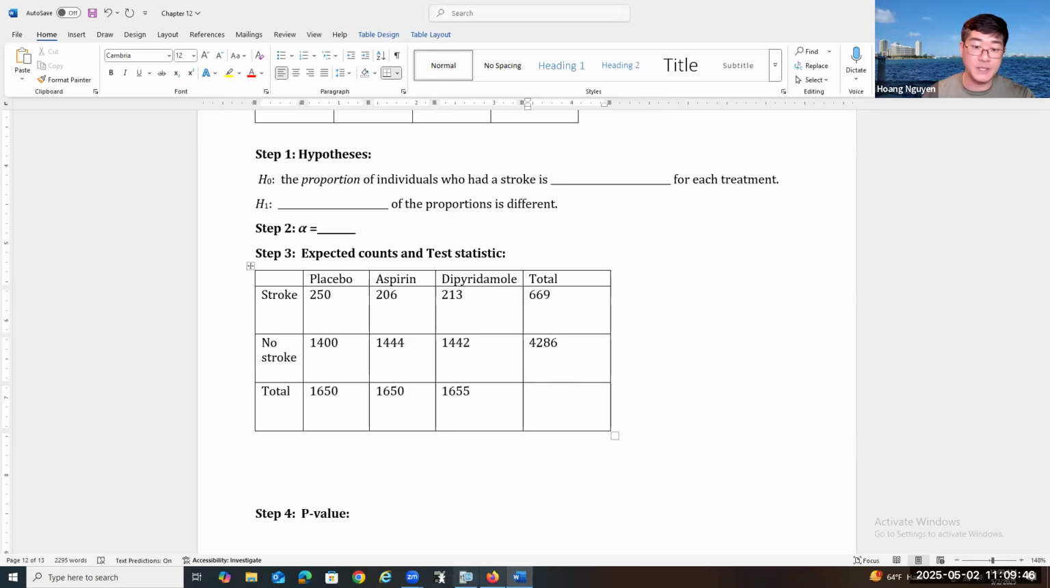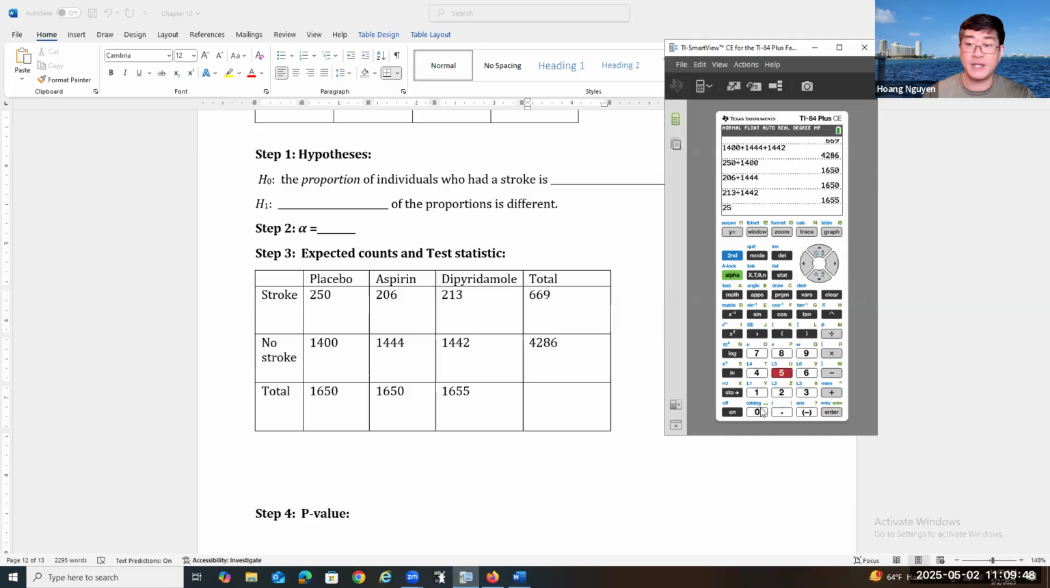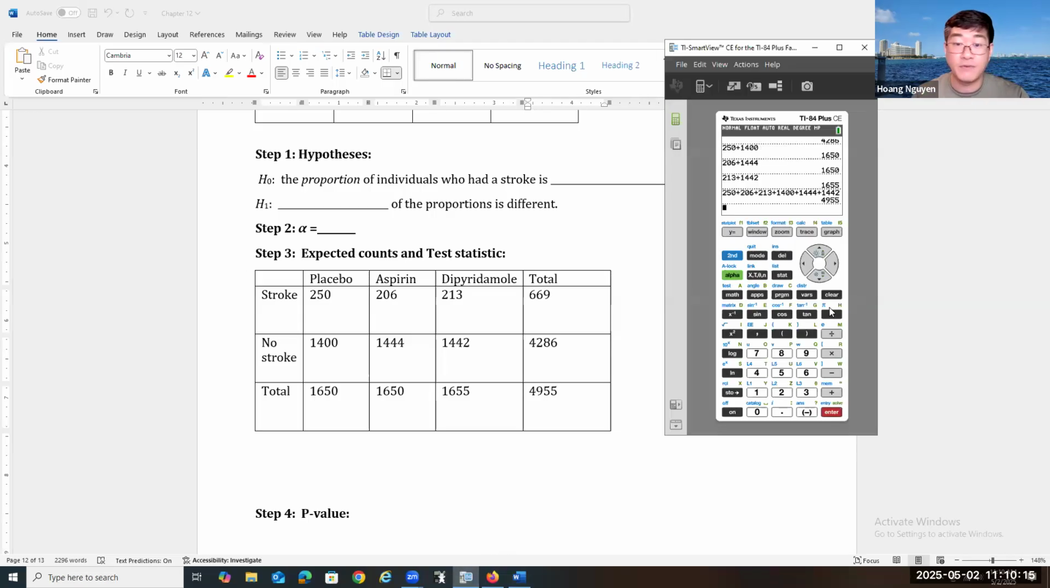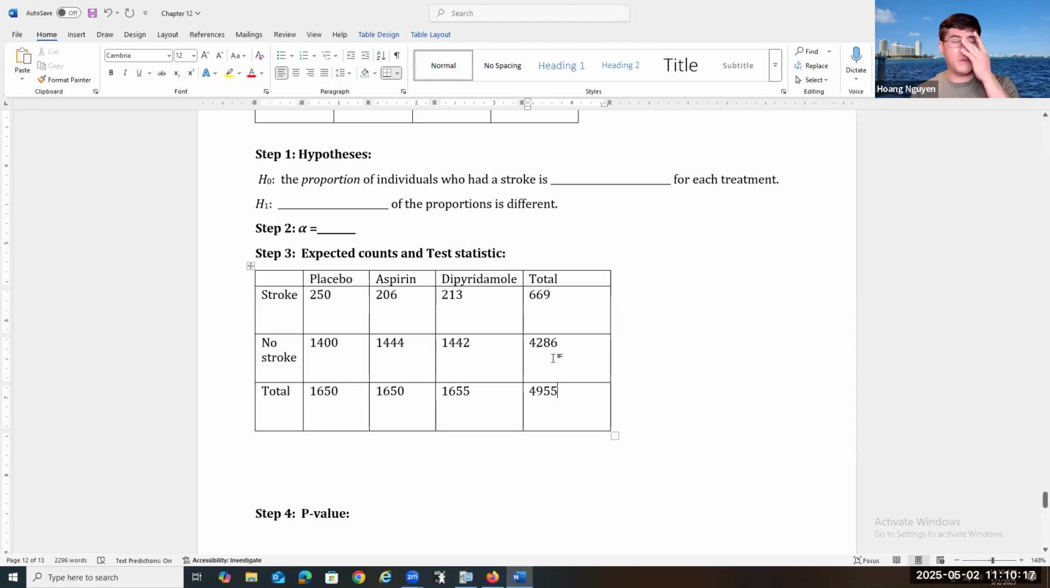How about the table total? For the table total, we're going to add everything in the table: 250 plus 206 plus 213 plus 1400 plus 1444 plus 1442. That's 4955. Okay, so now we are ready to calculate the expected values.